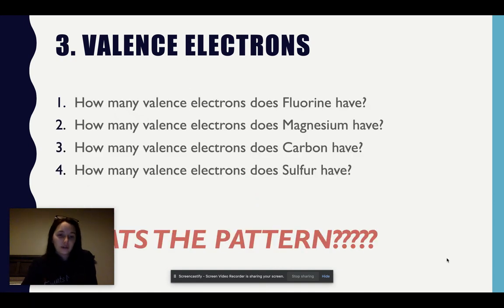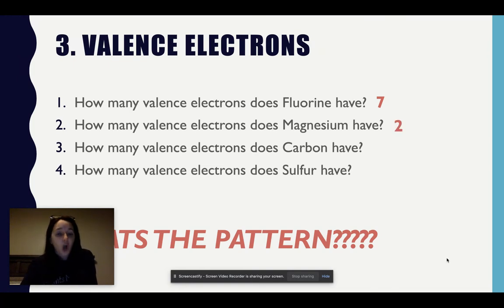So valence electrons, how many valence electrons does fluorine have? Fluorine, you think, oh, it has 9. The first ring can hold 2, so I can have up to 7 valence electrons in my second ring. Magnesium, I have 12. So my first ring holds 2, my second ring holds 8, so I have 10. So then my last ring will have 2.